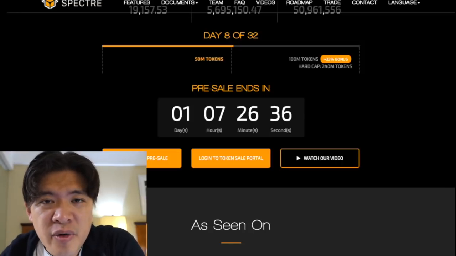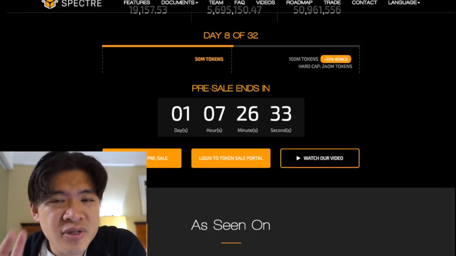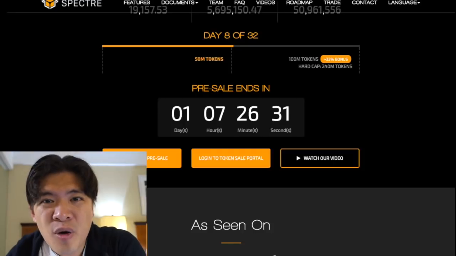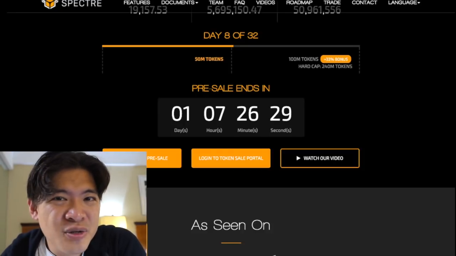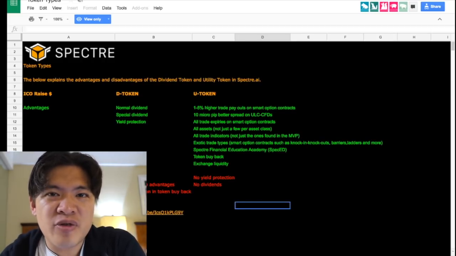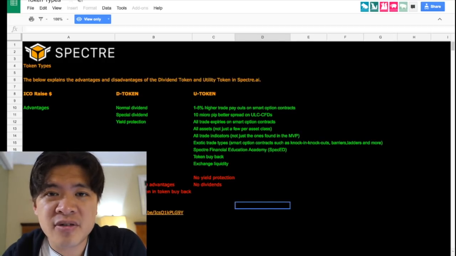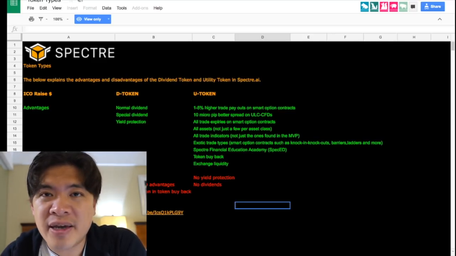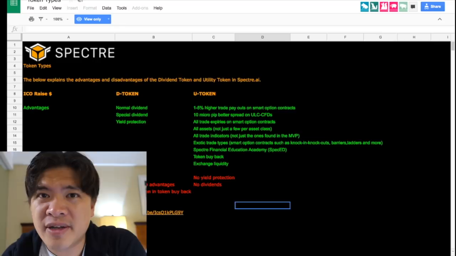The thing is, you do want to realize that there's going to be two types of tokens too. This is one of the only ICO projects that have two types of tokens. The thing is, you don't have to decide immediately which token you want. So when you participate in a token sale, you get a generic token that gets converted into either a D token or a U token in the future.